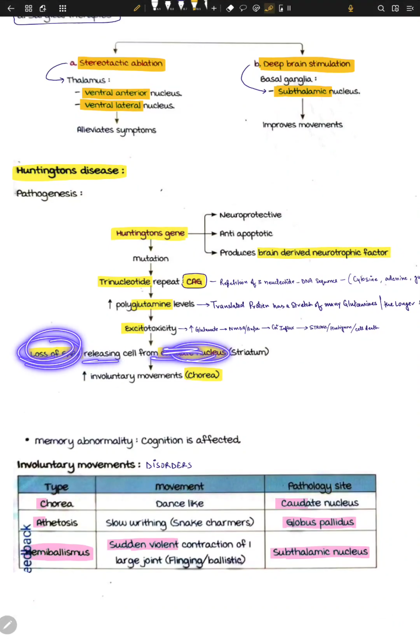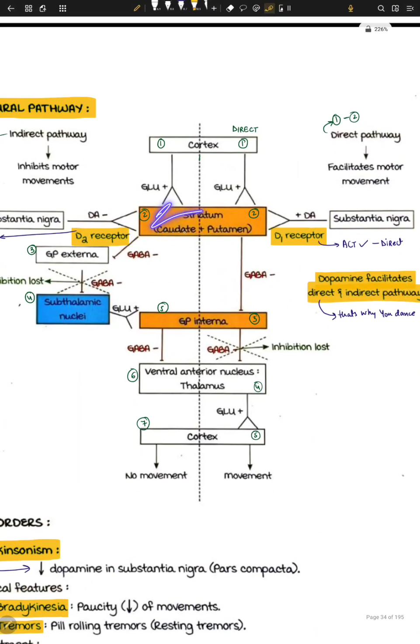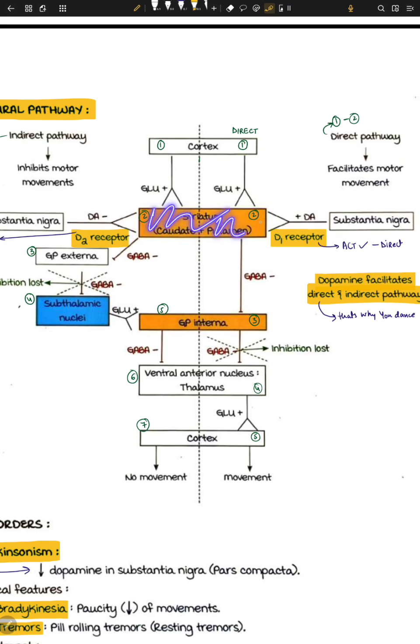If your caudate nucleus, this striatum, is messed up, for example, this stops working right now. So what happens is that there will be no inhibition of GP interna. If GP interna is not inhibited, it will keep inhibiting this ventral anterior nucleus. This ventral anterior nucleus is very excitatory. If this is stopped, it means you will not have any movement, because glutamate excites you. It's an excitatory nucleus, and glutamate stops getting released from this VAN. So this is messed up in Huntington.